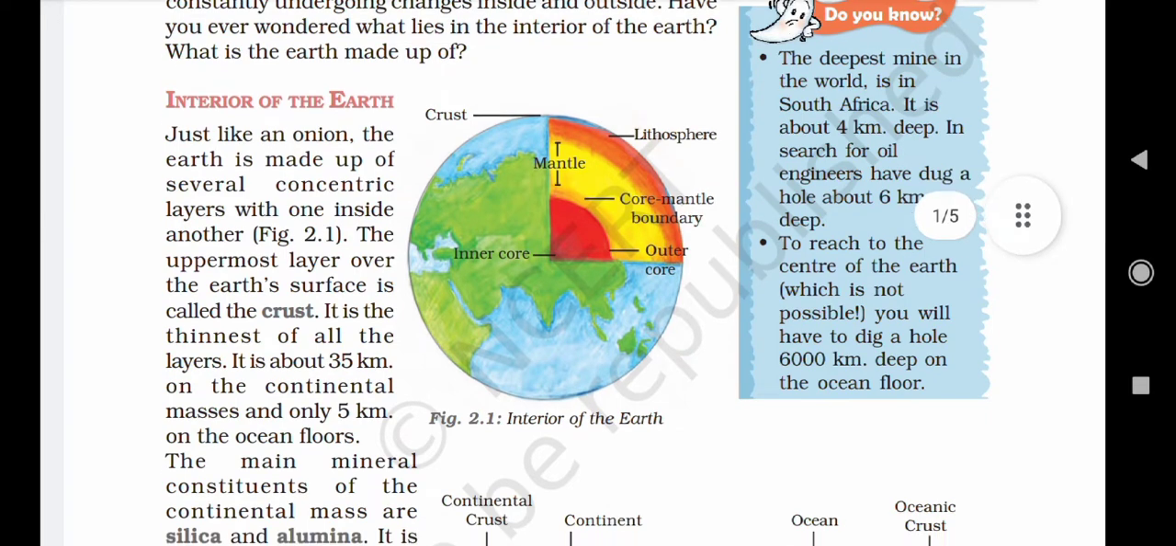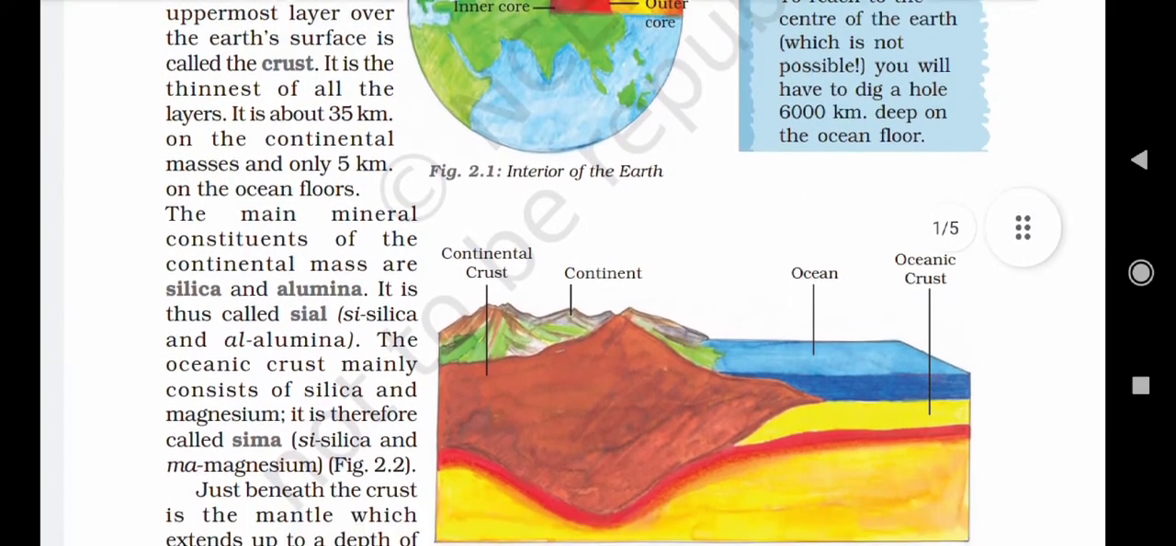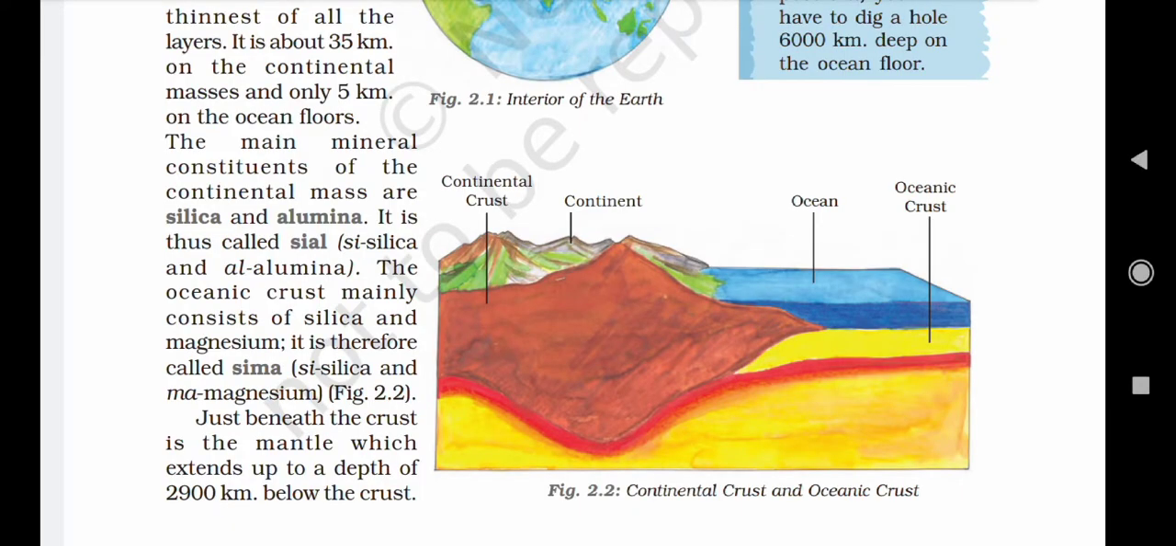The main mineral constituents of the continental crust are silica and alumina. All the continental mass, which is shown by the brown color, is silica and alumina, while the part shown by the blue color, which is the oceanic crust, is made up of silica and magnesium. So there are two broad terms, Sial and Sima, which stand for silica and aluminum, and silica and magnesium respectively. So remember these two terms.